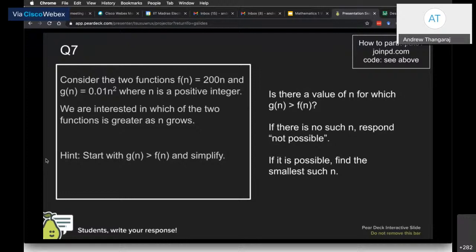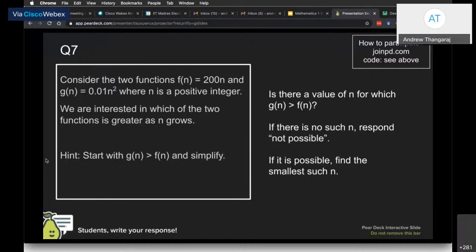That's what I'm interested in. And you can try substituting some small values for n. n equals 1 gives you 200 for f of 1. g of 1 is 0.01. n equals 2 will give you 400 for f of n. f of 2 is 400.